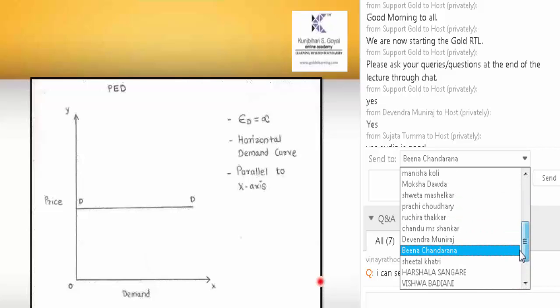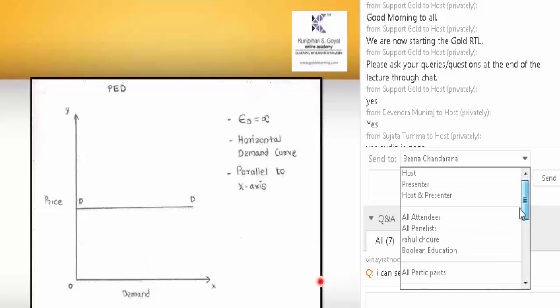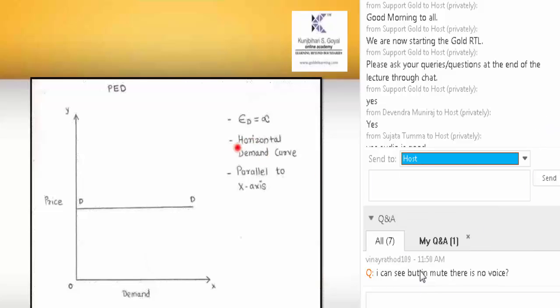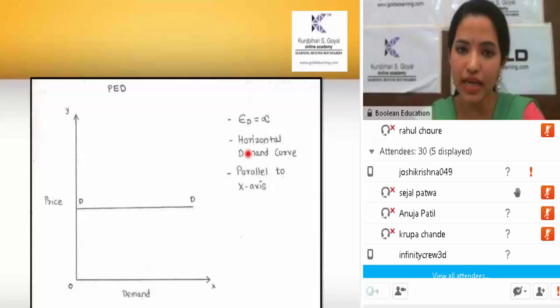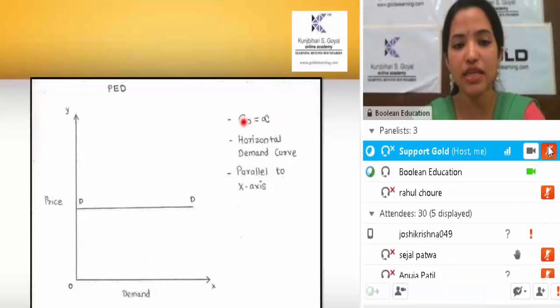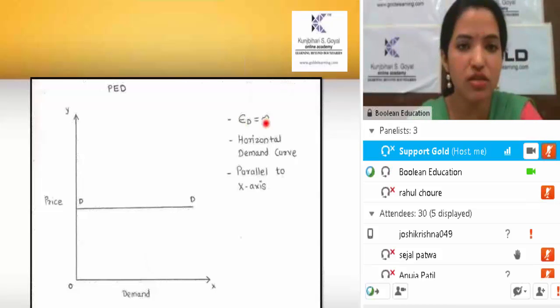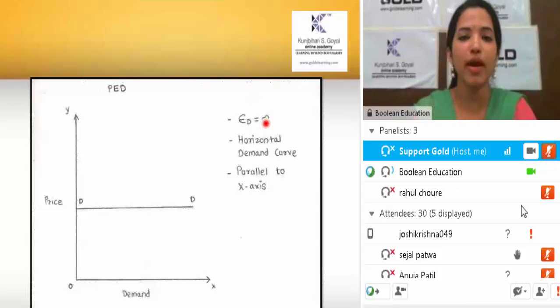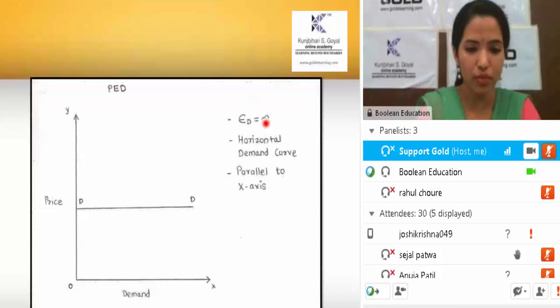So whenever the price elasticity of demand is perfectly elastic, the demand curve will always be a horizontal straight line, which will be parallel to the x-axis. Right? We have to remember this. And how do you show elasticity of demand? That is, ED, which stands for elasticity of demand, equals infinity. This is the very first type of price elasticity of demand.